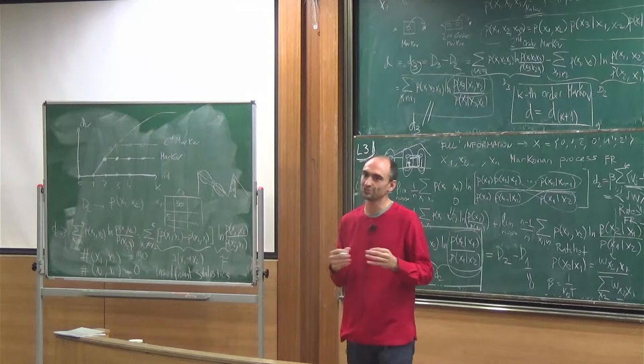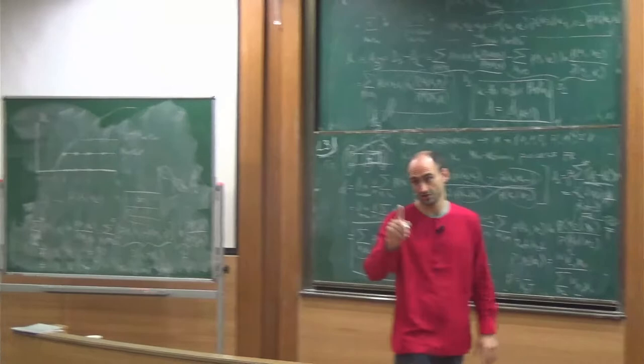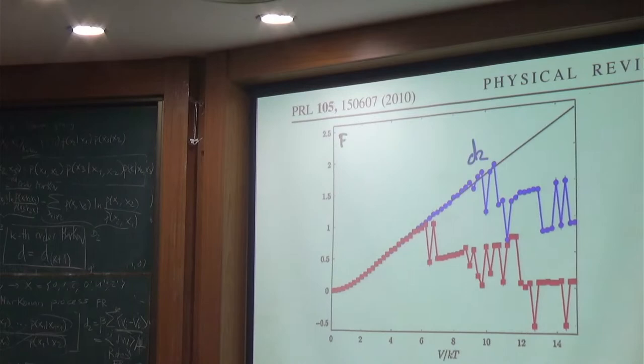My question is that the way I understood this, your D2 should have been much closer to sigma total. Yes, it is when you have full information. This is an example with full information. Here I'm using full information, meaning that Xi has six possible values: 0, 1, 2, or 0 prime, 1 prime, 2 prime. Sigma total equals D2.